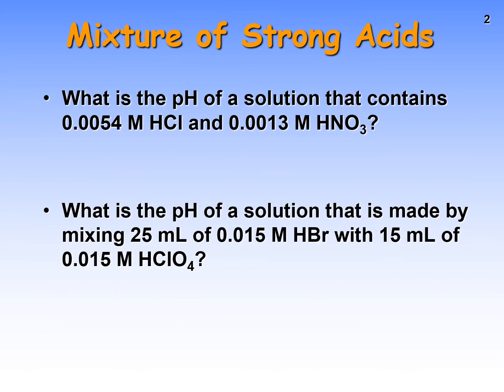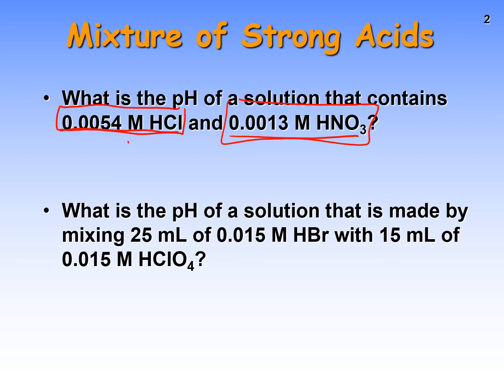So let's do two problems involving strong acids. And really there's two kind of forms this could take. One where we already have the concentrations of our strong acids present in the solution. So in this first problem, you can see that we're told that the solution contains this amount of HCl and this amount of HNO3. Both are strong acids.